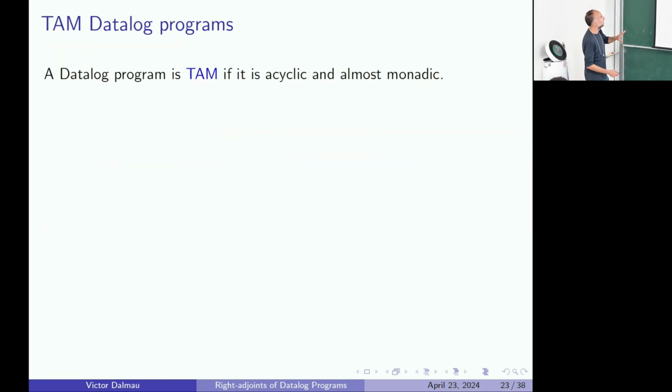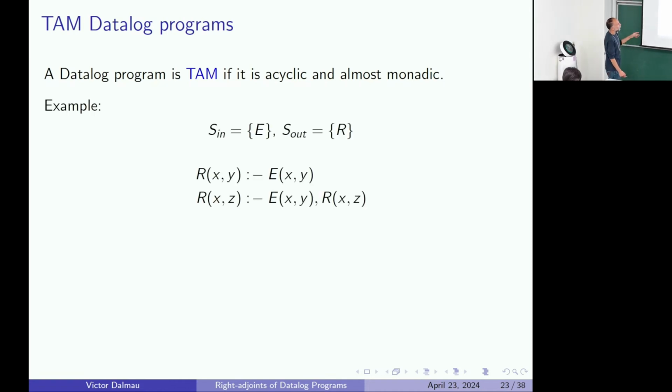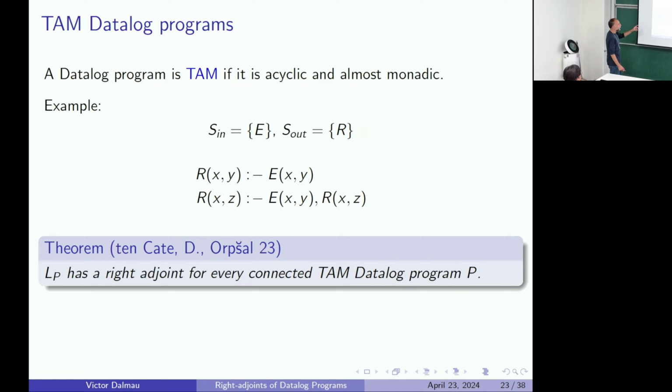Now, finally, to the result. Basically, we show that every Datalog program that satisfies these properties has a right-adjoint. And which are the properties? It has to be connected, this is what I said before. It has to be acyclic. And it has to be almost monadic. So you need to satisfy the three of them simultaneously, and then you get a right-adjoint.